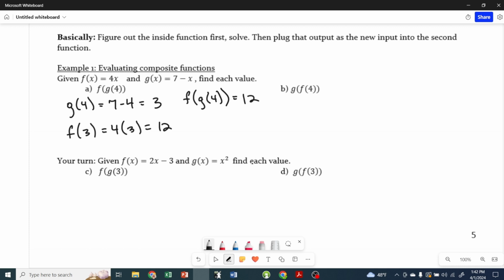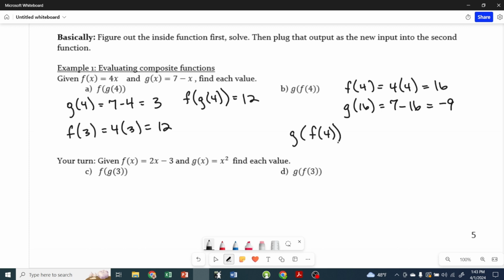Now, does that necessarily mean that's what you're going to get if you switch these around? And the answer is no. So let's do f of 4. So f of 4 is equal to 4 times 4, which is 16. Now we would find g of 16. So that would be equal to 7 minus 16, which would be equal to negative 9. So g of f of 4 is equal to negative 9.